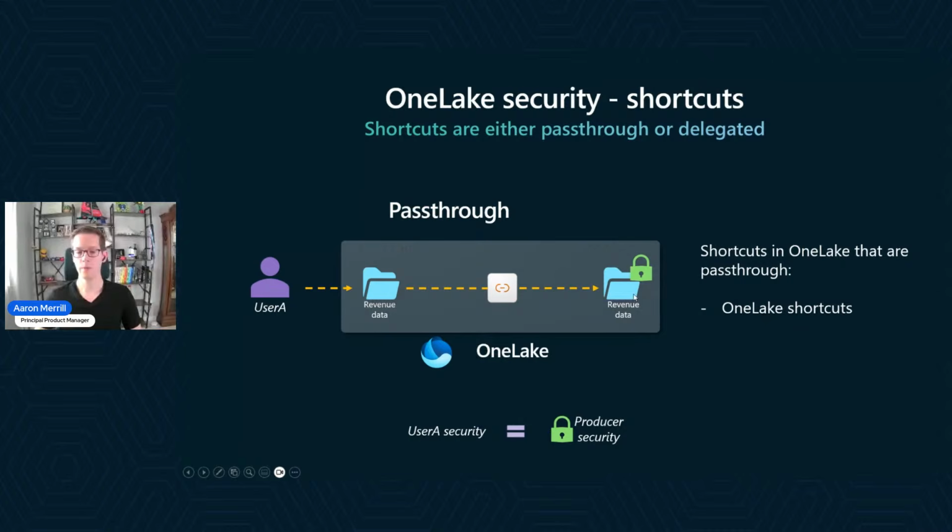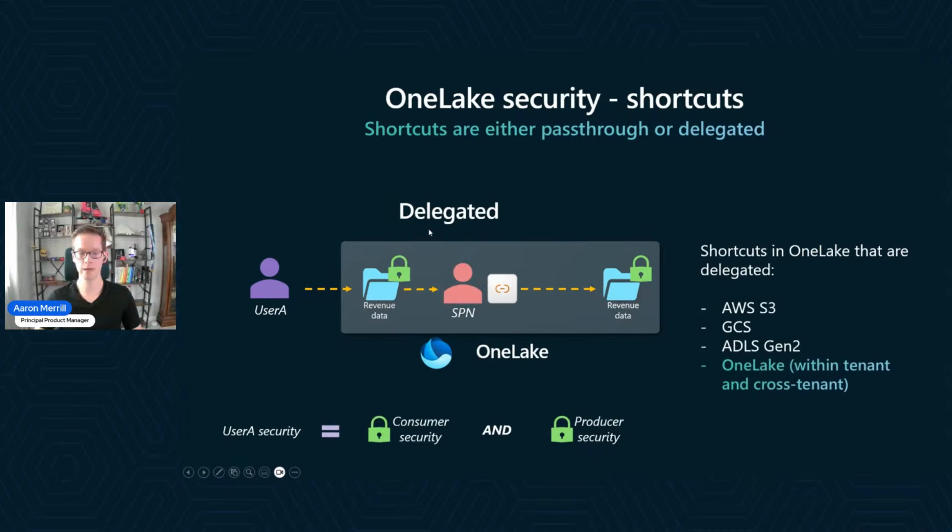So this is what we support for OneLake shortcuts. If you create a shortcut to other data in OneLake, this is the authentication model that is used. We also have a second model that's a little bit more complex. This is called a delegated shortcut. So we still have a producer and a consumer, but now there's an intermediate identity. Generally, it's going to be an application or a service principal that is used on behalf of everybody who's accessing the shortcut. So here you'll notice we have security on both sides.